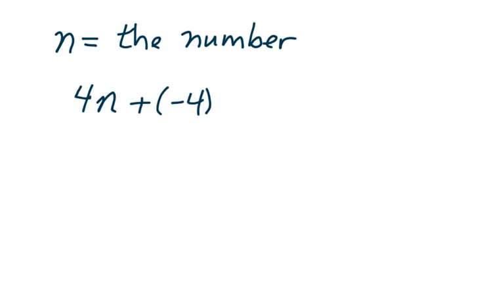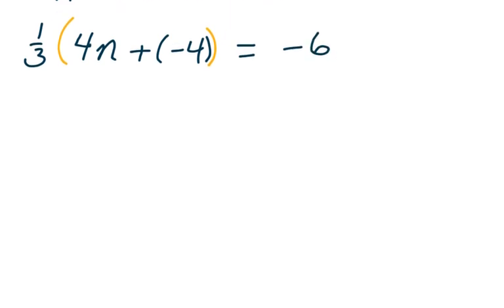And then it says to take 1/3 of that sum. So I want parentheses like that so that I can multiply by 1/3 for that whole sum itself. And then that should be equal to -6. So now we have an equation that we can begin to solve.